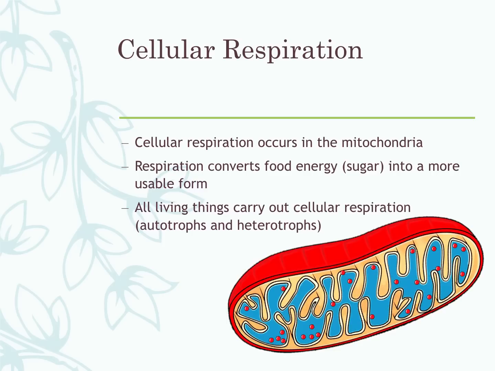So next up we have respiration. Cellular respiration occurs in the mitochondria. You should recognize that structure from our last unit. Respiration is the process of converting food energy or sugars into a usable form. All living things carry out respiration, autotrophs and heterotrophs. So remember, autotrophs carry out photosynthesis and respiration. Autotrophs and heterotrophs carry out cellular respiration.